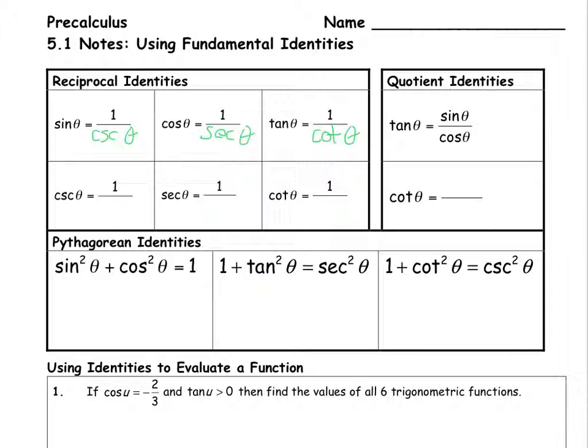Cosecant, again, is the reciprocal of sine. Secant is the reciprocal of cosine. Cotangent is 1 over tangent. The two on the right are called the quotient identities because remember that tan and cotangent can be written as a quotient of two other trig functions. So tangent theta, of course, is sine over cosine, and cotangent is therefore cosine of theta divided by sine of theta.